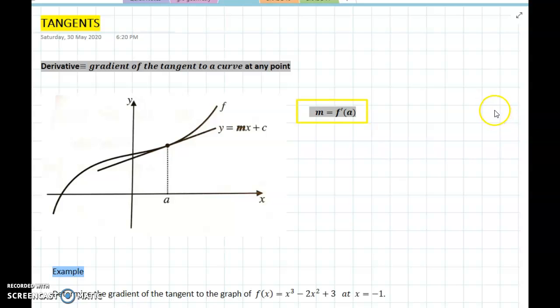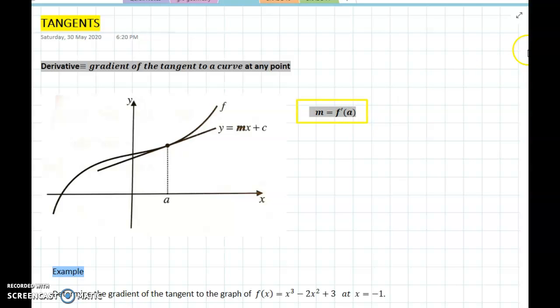Right at the beginning, when we spoke about calculus derivative, we spoke about the fact that we're interested in the gradient of tangents to curves, and that is differential calculus. So all the time you've been finding the derivative, let me remind you that you were actually finding the gradient of the tangent to a curve at any point. So you have a curve here, and here we have a tangent to the curve at that point x equal to a, then the gradient of that tangent is actually equal to the derivative of the function at that point.